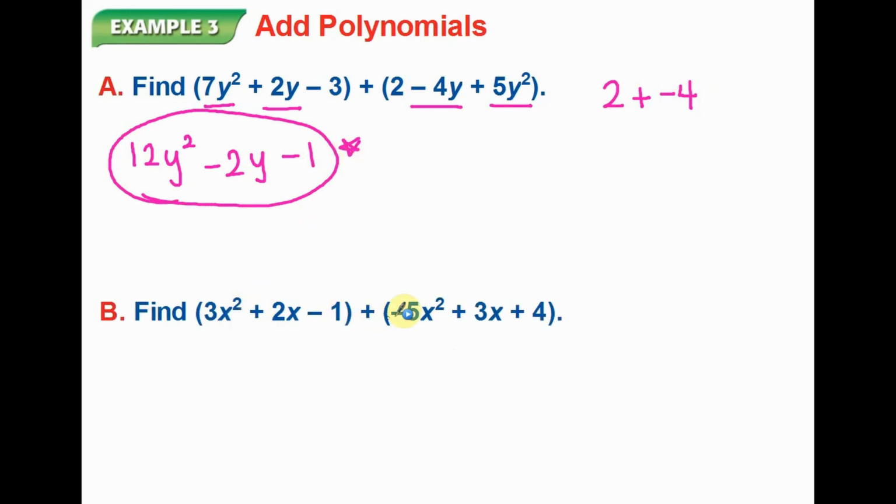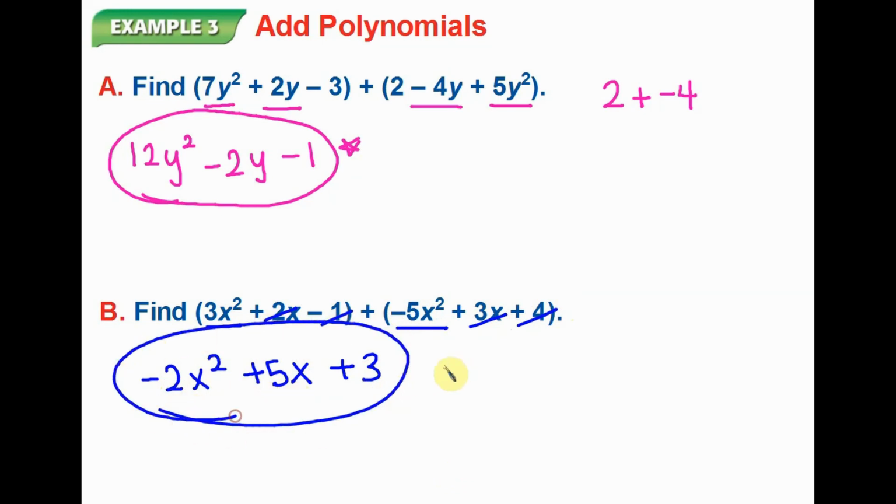3x squared and negative 5x squared are the like terms, so if I add them together, I will get negative 2x squared. Plus 2x plus 3x becomes plus 5x. Negative 1 plus 4, I will get plus 3. This is the simplest form, and it is actually a standard form as well.